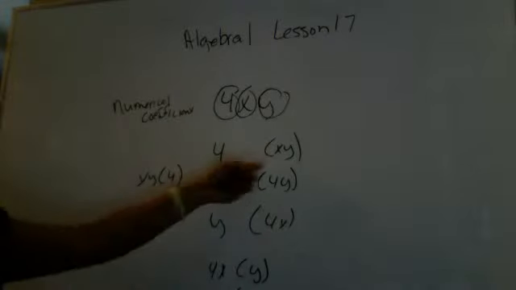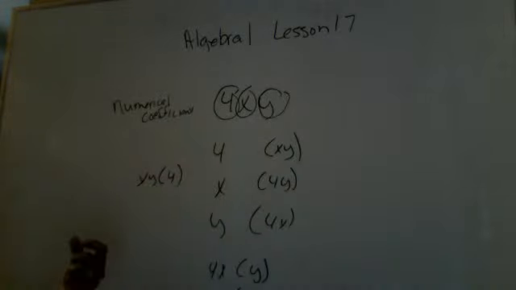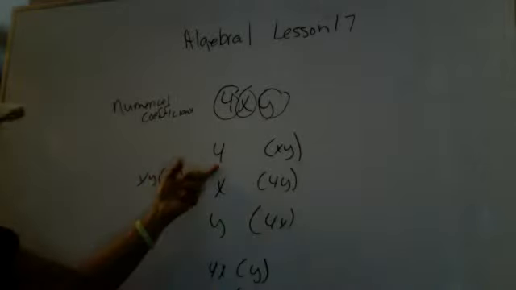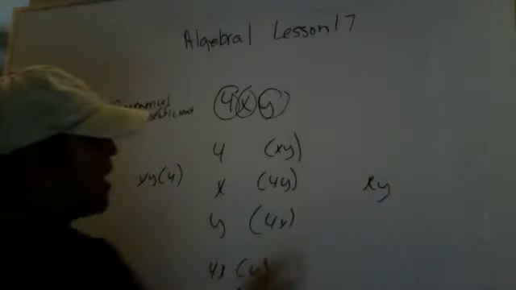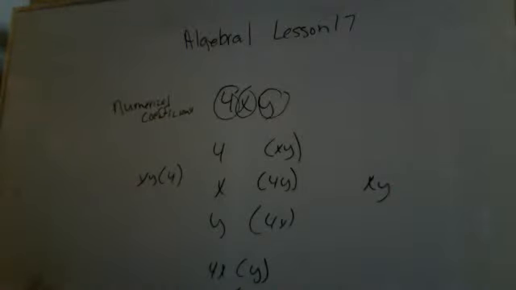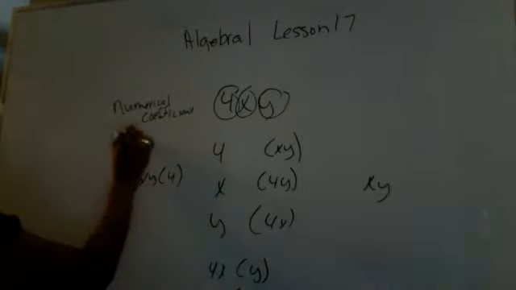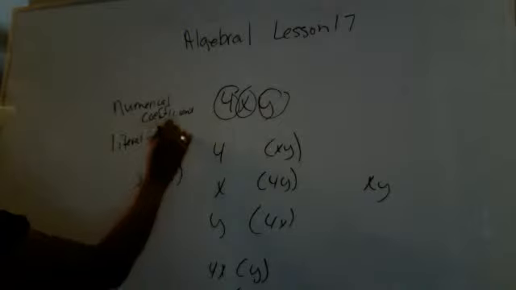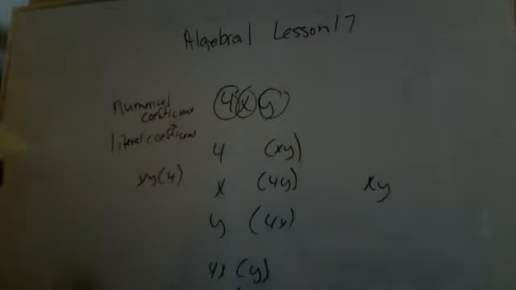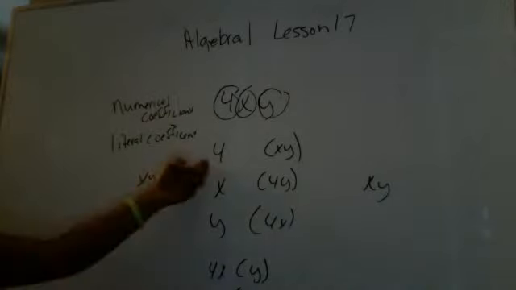And then if we had an expression that didn't have any constants in it, so for instance, if I just had xy, those are called literal coefficients because there's no constant. But what we normally do in this book is that when they talk about coefficients, they're actually talking about the constant.